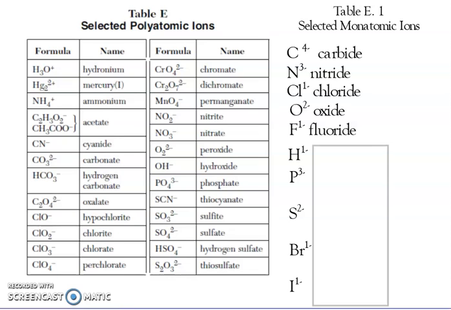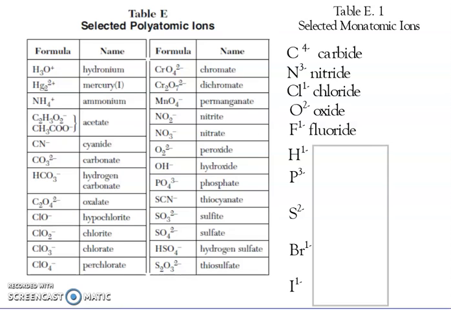Those are polyatomic ions. Poly meaning many, atomic, many-atom ions. There's another group of ions called monatomic ions, and that's not listed in the reference tables, but I want to have you write those down. That's what I'm going to call table E1. Table E1 is a list of selected monatomic ions.